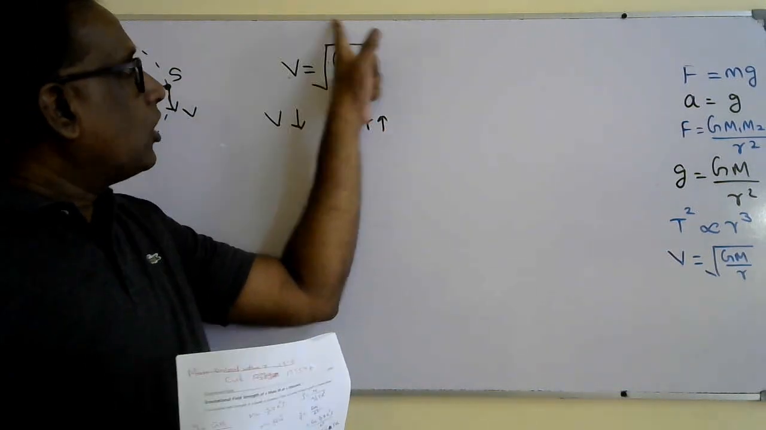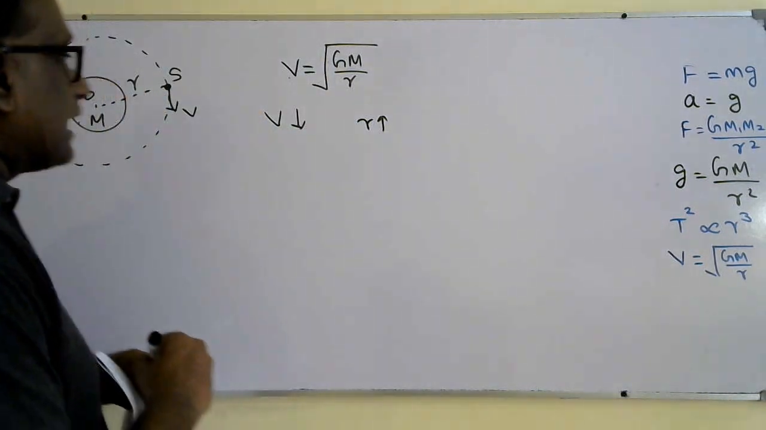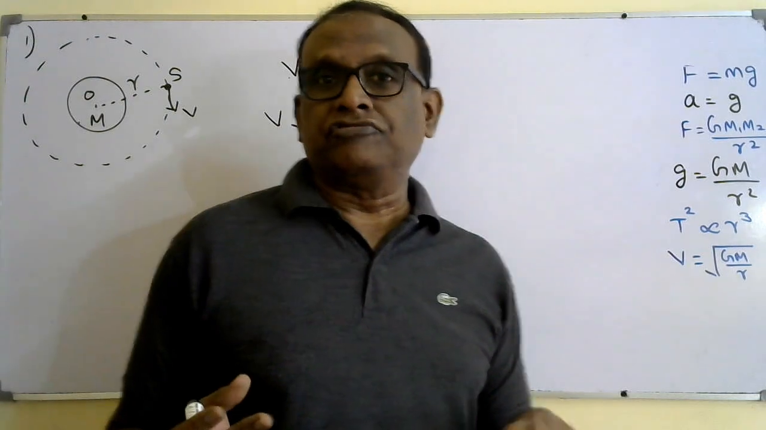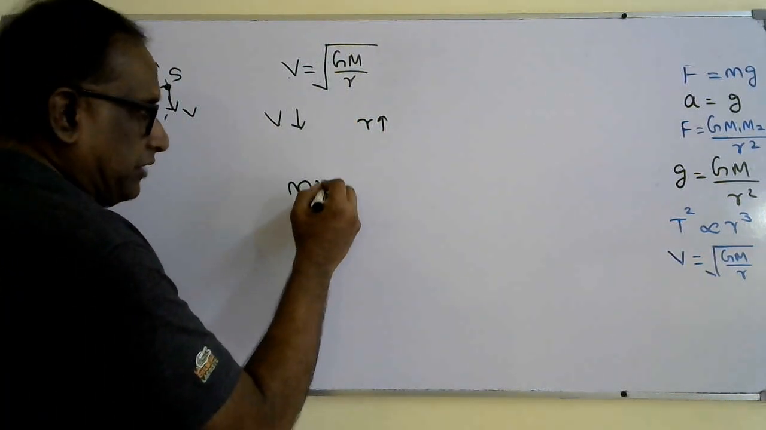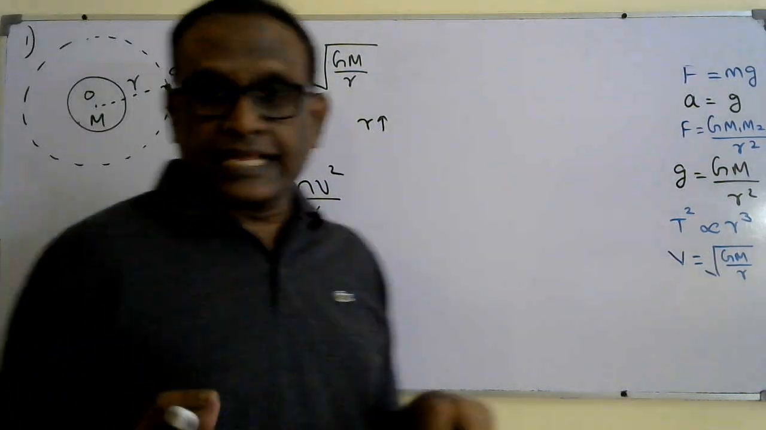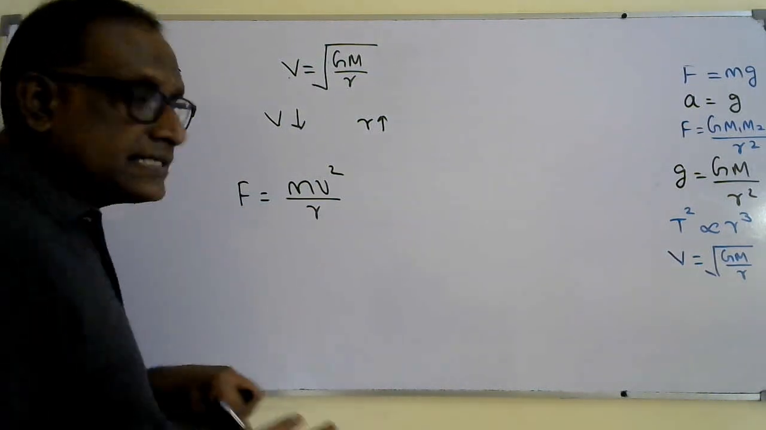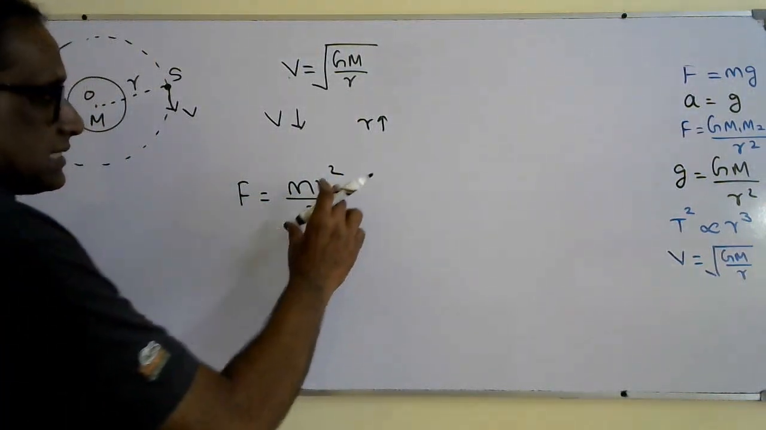Actually, you know, v equals square root of GM over r. How do we derive this equation? We said that when the satellite is in a circular path, it needs a centripetal force. So the required centripetal force is given by mv squared over r, according to circular motion. That's the required centripetal force to move on a circular path.